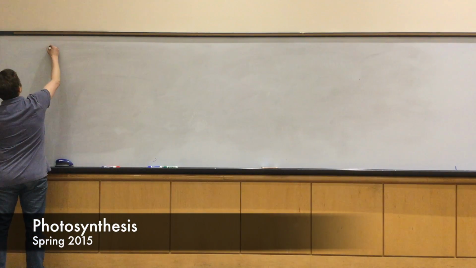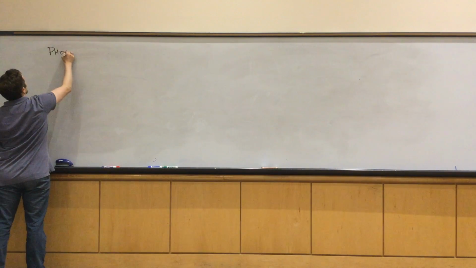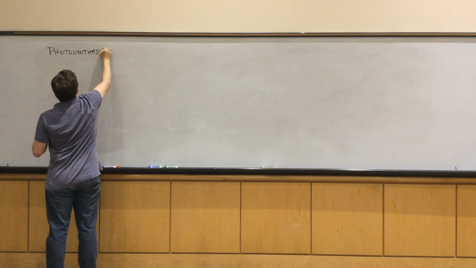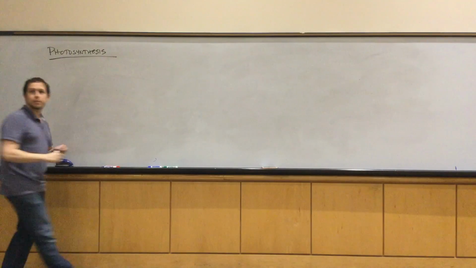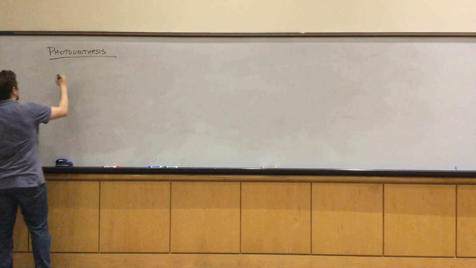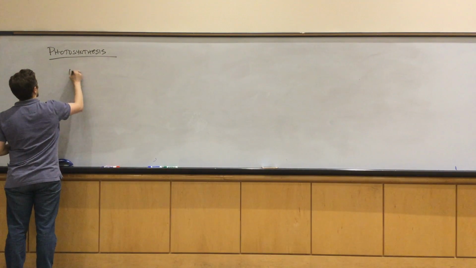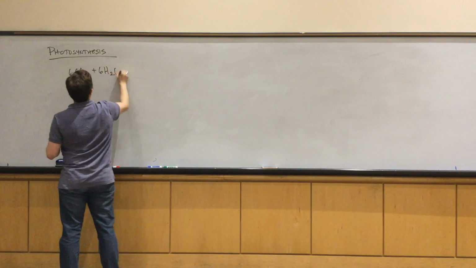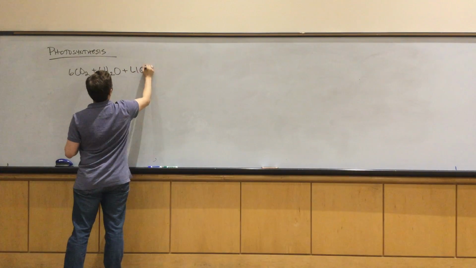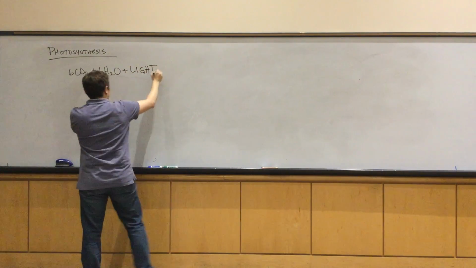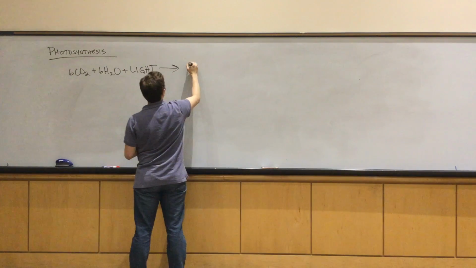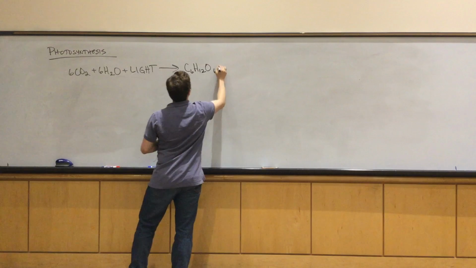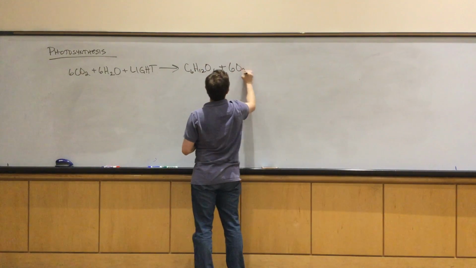So, in photosynthesis, we again were focusing on the equation for this particular series of reactions, which you'll recall is carbon dioxide plus water plus energy in the form of light, which yields glucose or some form of simple sugar and molecular oxygen.